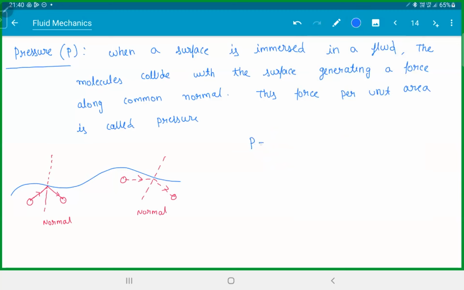So pressure is defined as the perpendicular force by the area. So in a vector way, you can write F is equal to P into A bar. So pressure is a scalar quantity. So this is the perpendicular force and that is the surface area.